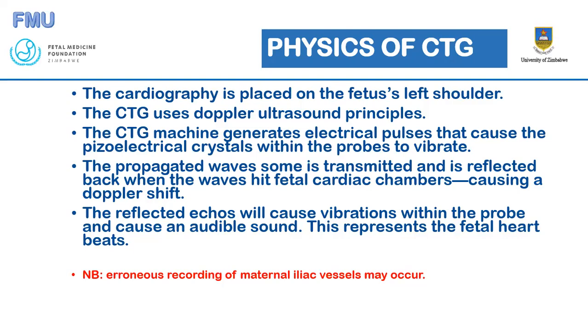So propagated waves, some is transmitted and some is reflected back when the waves hit the fetal cardiac chambers, causing a Doppler shift. This is how the tracing is generated. Waves are generated due to the vibration of the piezoelectric crystals within the cardiometer probe, and sound waves are sent. As the heart muscle moves, some of the waves go back to the probe, and they are converted by the machine into the tracing that we see. It is these reflected echoes that also give us the audible sound that represents the beat traced by the machine.